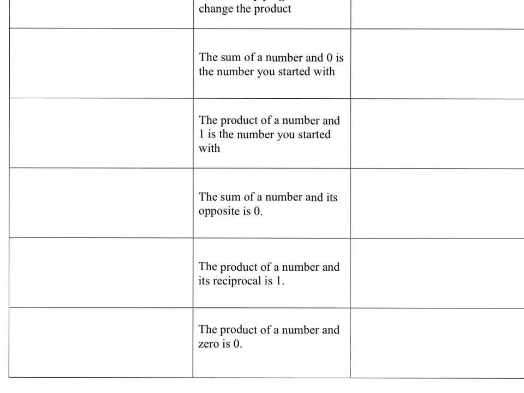Take a moment again, pause the video, read the next two, and see if you can think about what that property would be. Both of these are talking about an identity. So the sum of a number and zero, you will always get the number you started with. So the identity of a number doesn't change if you add zero to it. That would be the additive identity property.